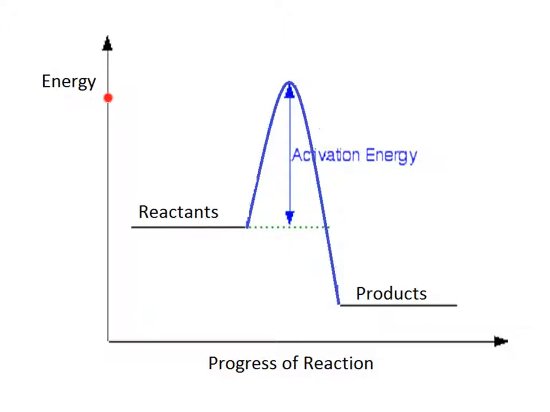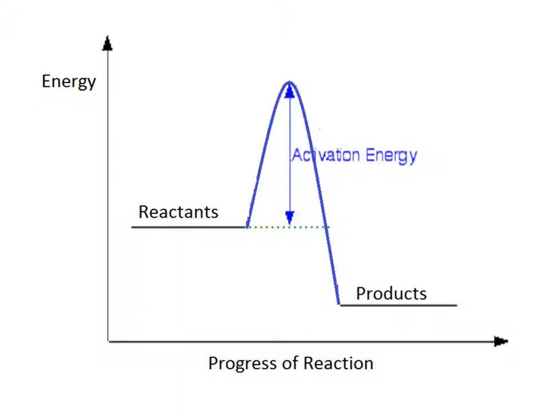So on one side we have the amount of energy required. On the other side of our graph we have the progress of the reaction. Every chemical reaction will start with our reactants. The activation energy is this bump that must be overcome before the reaction can really get going. And then we have the reaction go to produce our products.